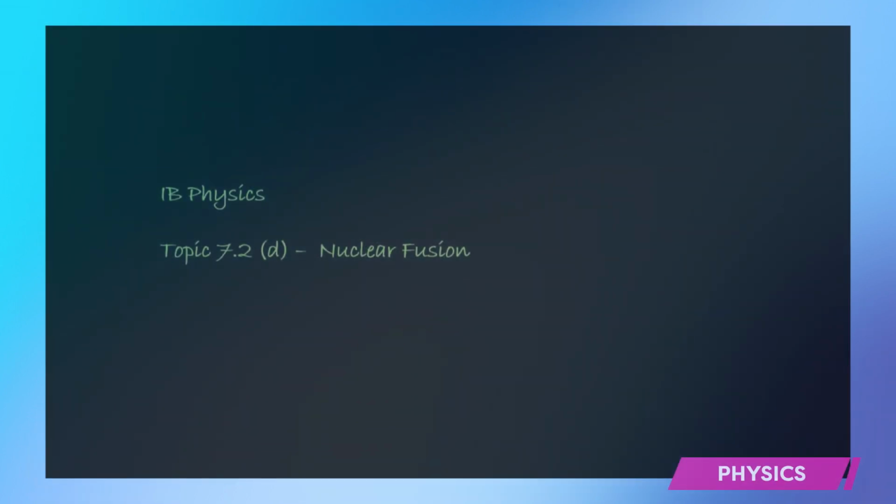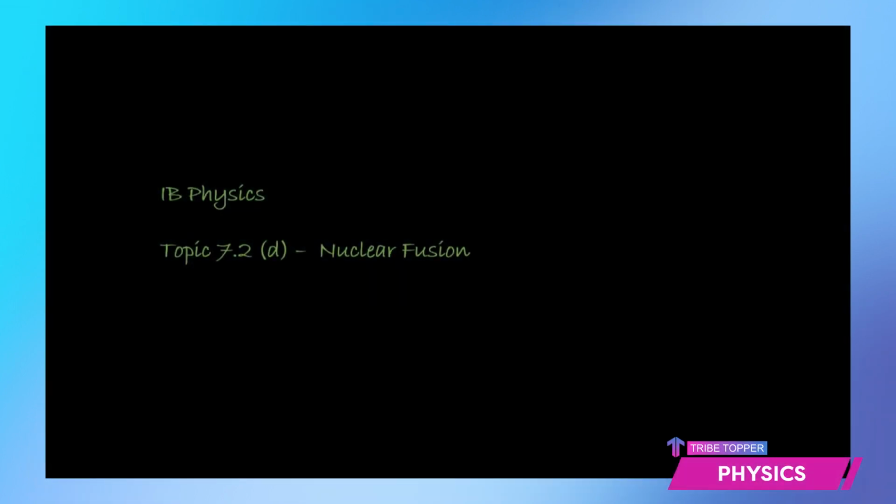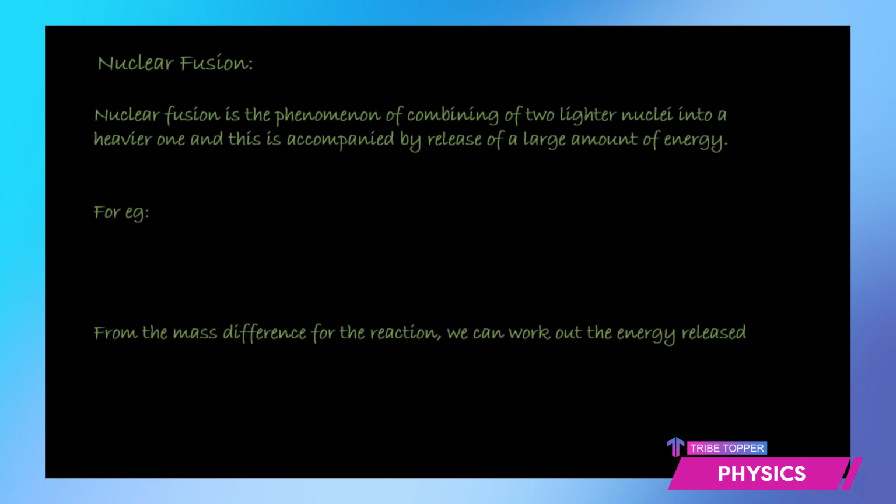In this video session, you are going to learn about nuclear fusion. So what is nuclear fusion? As the name suggests, fusing means combining. So nuclear fusion is the phenomenon of combining two lighter nuclei into a bigger or heavier one. And this combining of the two lighter nuclei is accompanied by the release of a large amount of energy, which is the main source of energy of the sun.